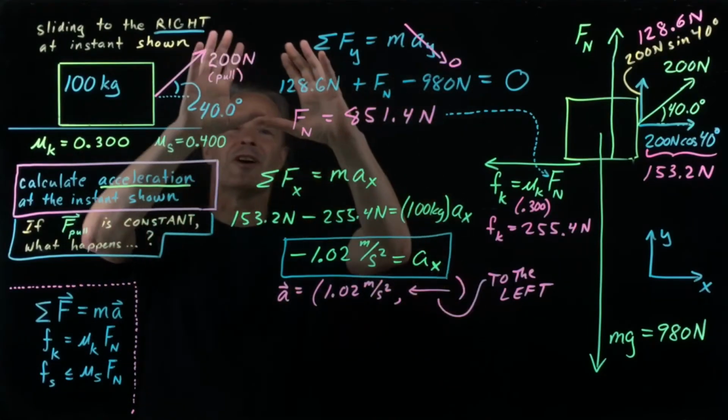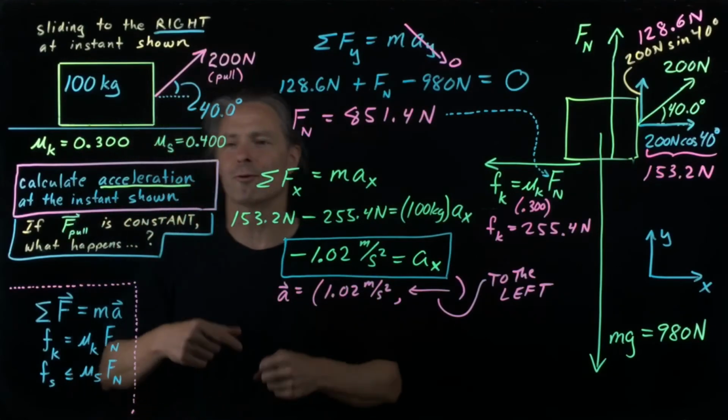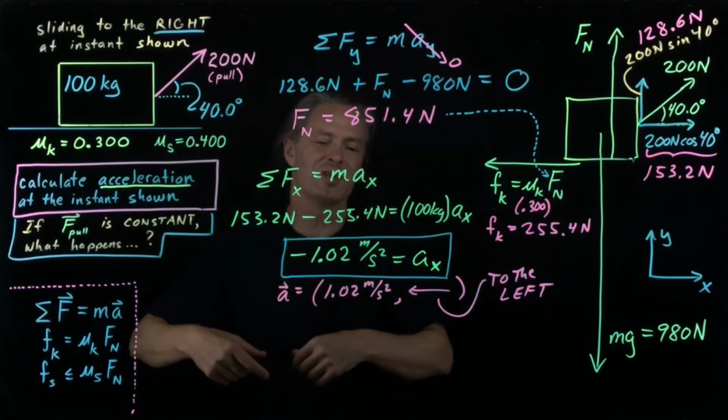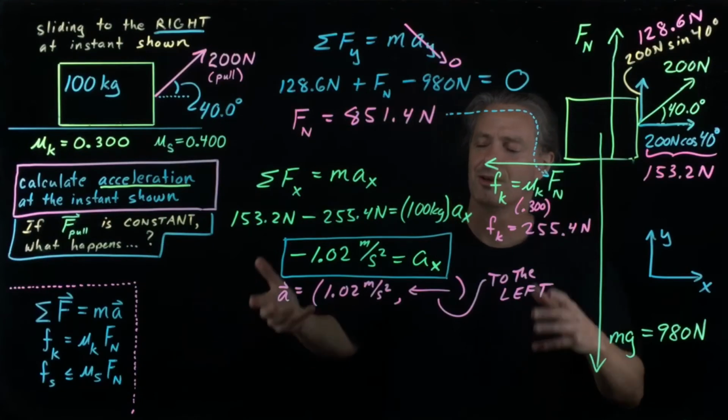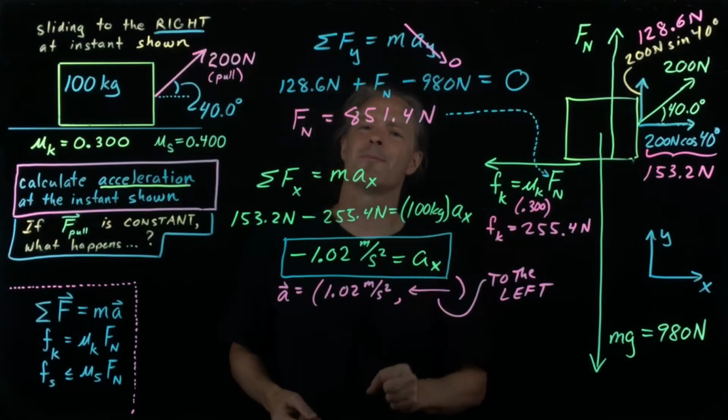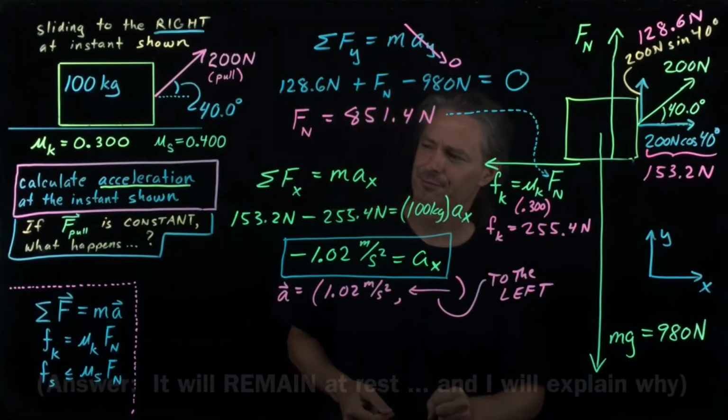And if it were traveling faster, it would take it longer to come to rest. If we're originally traveling at 2 meters per second, it would take about 2 seconds for it to come to rest. Great. The question is, what happens after it comes to rest?